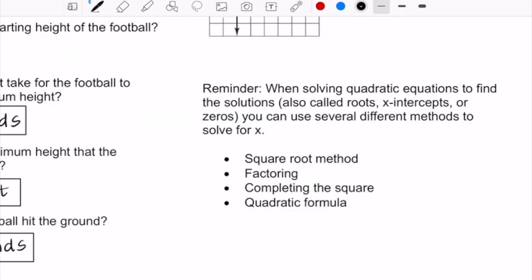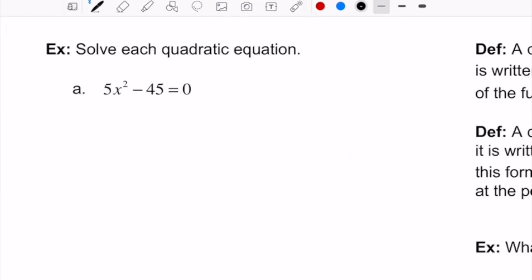So when you're solving quadratic equations, there's a couple of different ways that you can solve them: the square root method, factoring, completing the square, and the quadratic formula. In the next example, I'll do one example of each. All right, so in this first one, I'm being asked to solve each quadratic equation. So I'm trying to figure out the number or numbers for x that would make this true, that would make this equation equal 0.